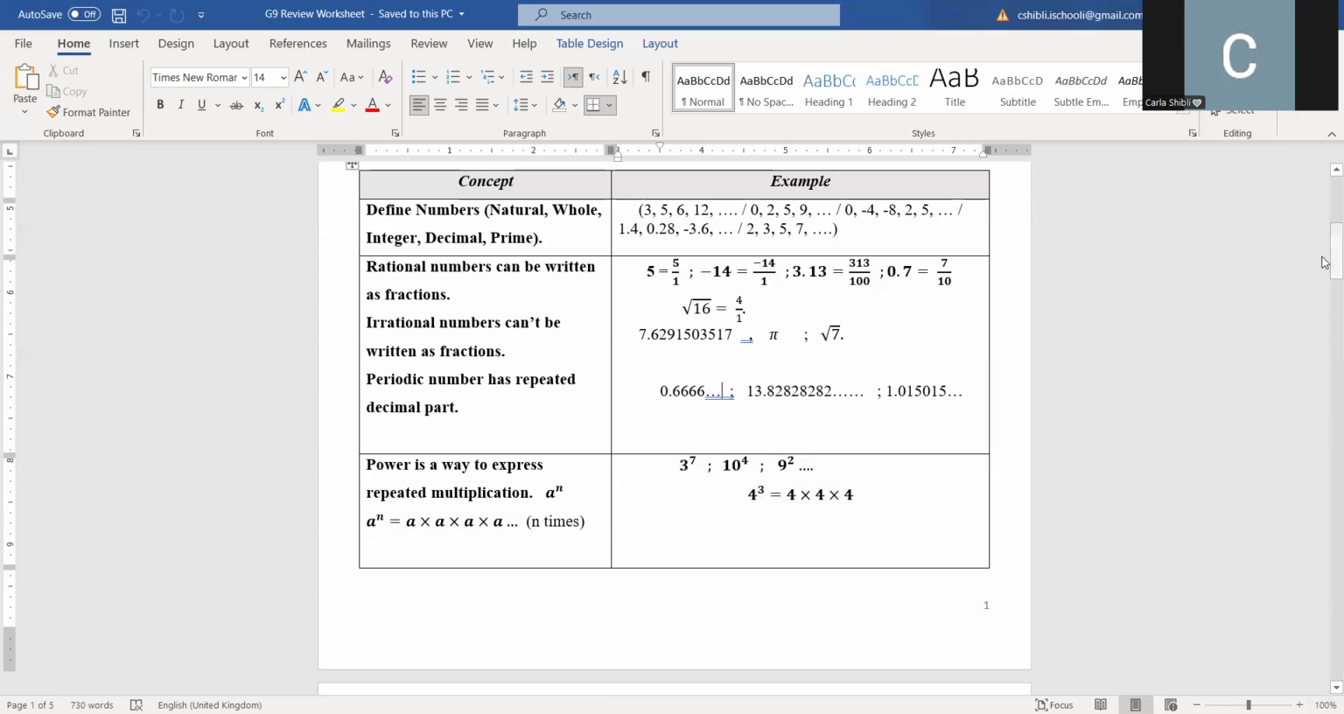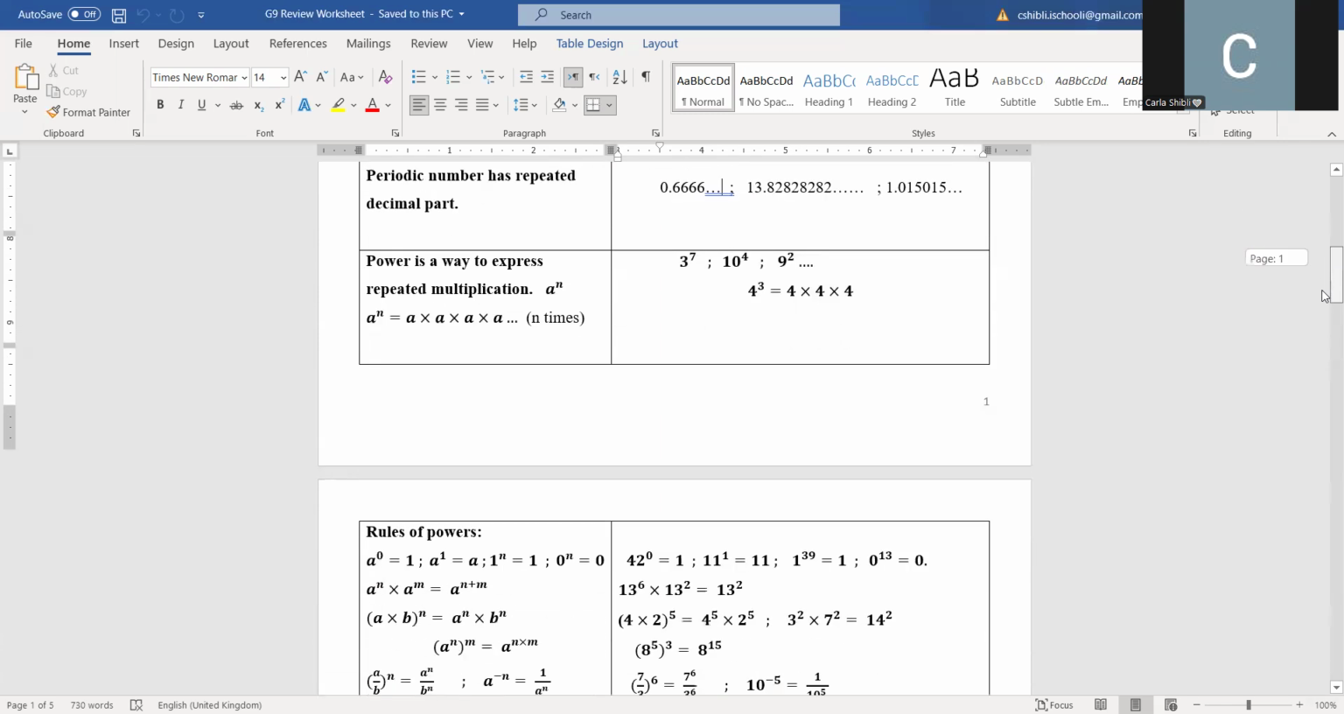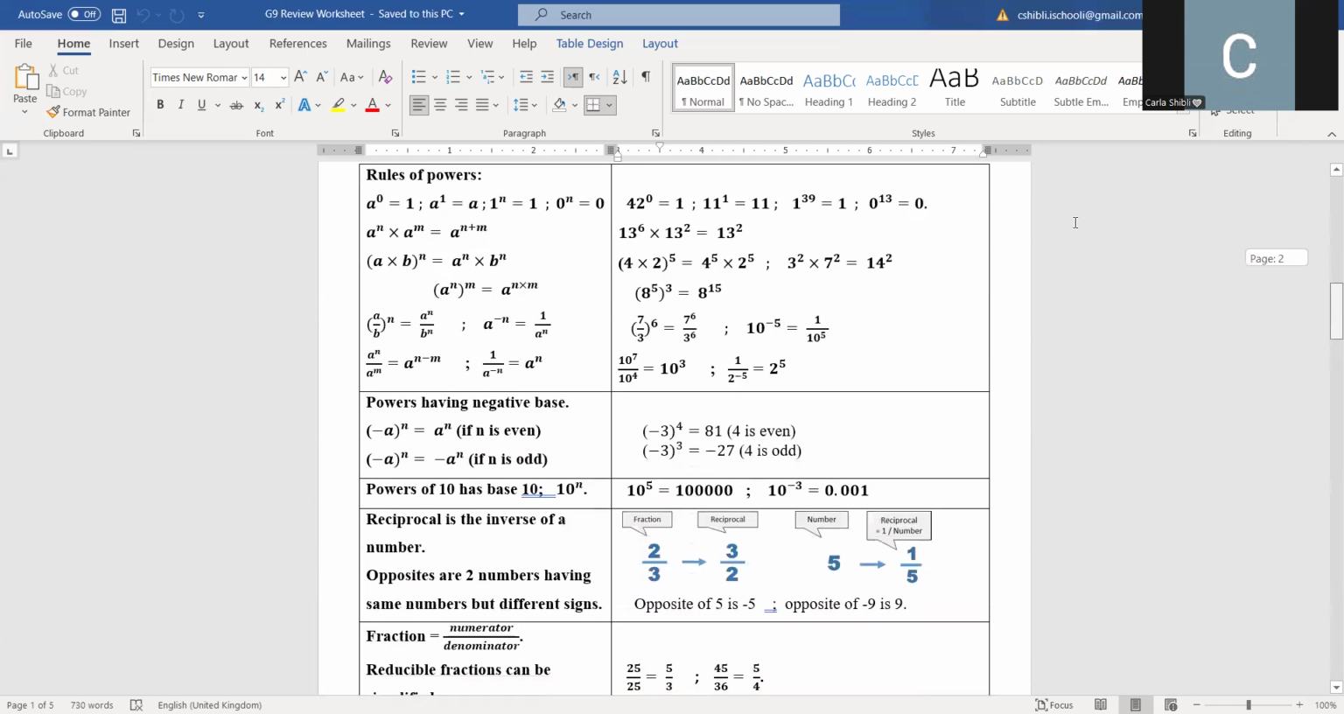Now, we move to the next concept. Now we'll talk about rules of powers. To calculate powers, we have different rules. A to the power 0 is always 1. So any power having exponent 0 always gives you 1. 42 to the power 0 equals 1.